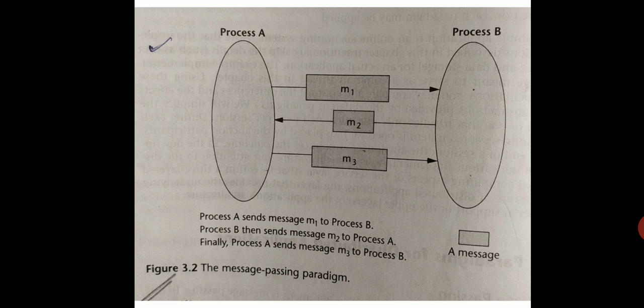So this is the message passing paradigm. See, process A and process B; M1, M2, M3 are messages. Here, process A sends message M1 to process B, then process B sends message M2 to process A. Finally, process A sends message M3 to process B. This is a simple message passing paradigm.